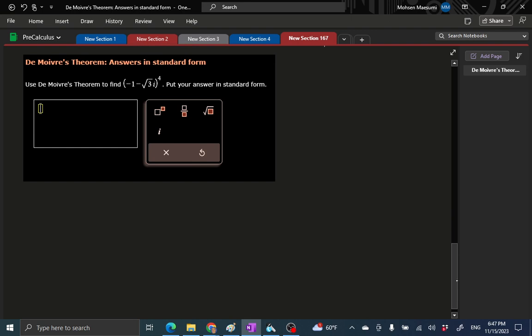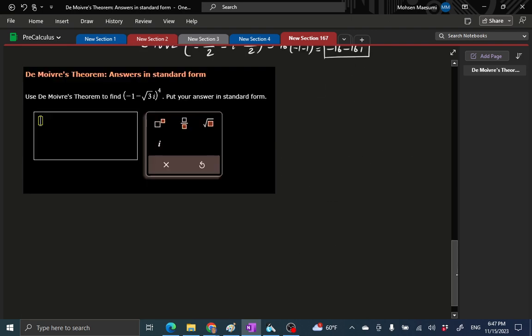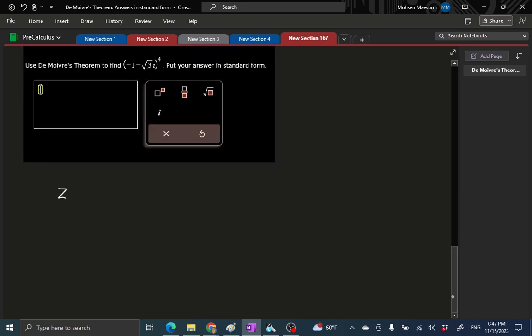One final example. I have z is minus 1 minus radical 3 i. We want to find out what is z to the power of 4. Well, where is this sitting? Minus 1 is here. Radical 3 is here. So that's our z. z is looking at this location.